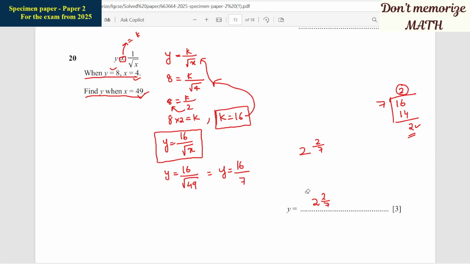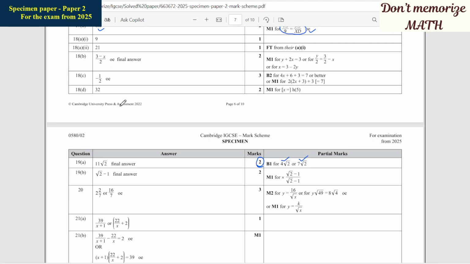We'll see the marking scheme once again for question number 20. So the answer is 2 over 7. 2 marks are for either writing 16 over square root of x, that means if you found the value of k and substituted it properly, you will get 2 marks, or if you are writing this as an equation like this, also fine. Next, 1 mark is for changing the proportionality sign to equal to and k.